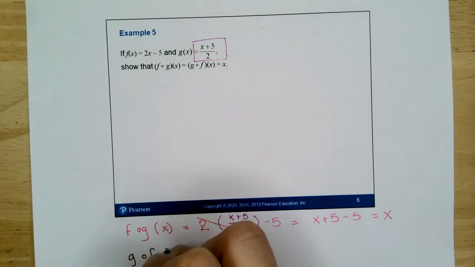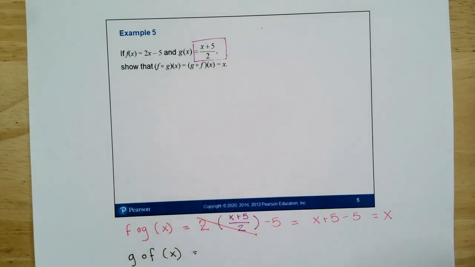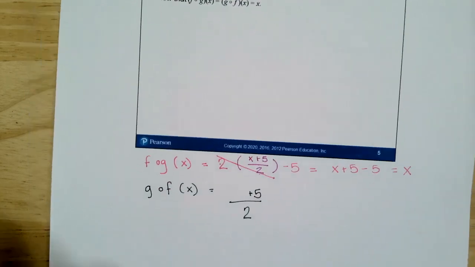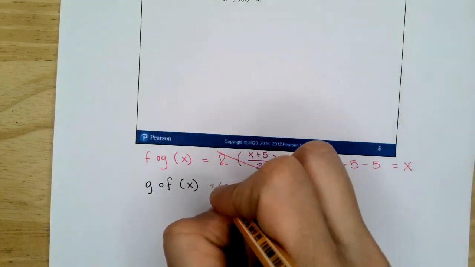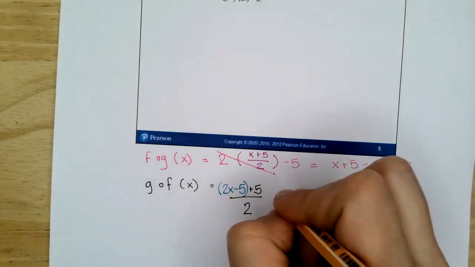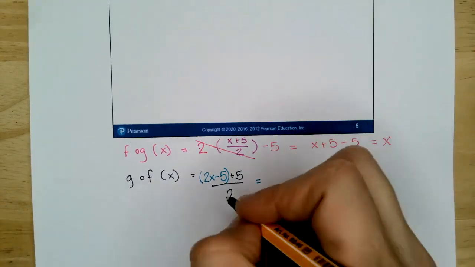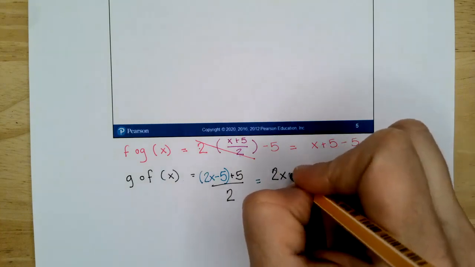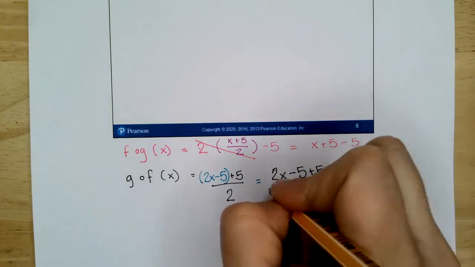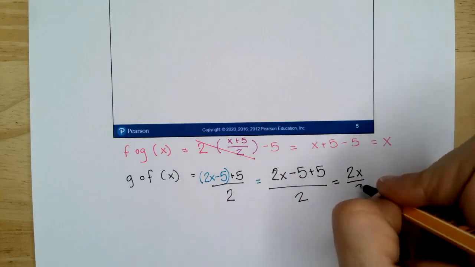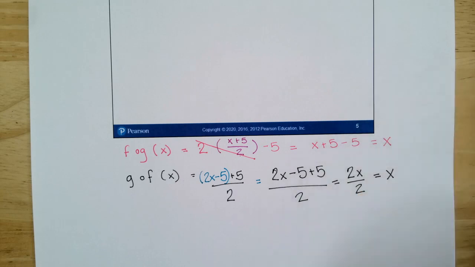G of f of x means we start with g, x plus 5 over 2. But instead of x, I'm going to put in 2x minus 5. Good? So now it's 2x minus 5 plus 5 divided by 2. Minus 5 plus 5 cancel each other out, and we just have 2x over 2. 2 divided by 2 is 1, so we just have x.